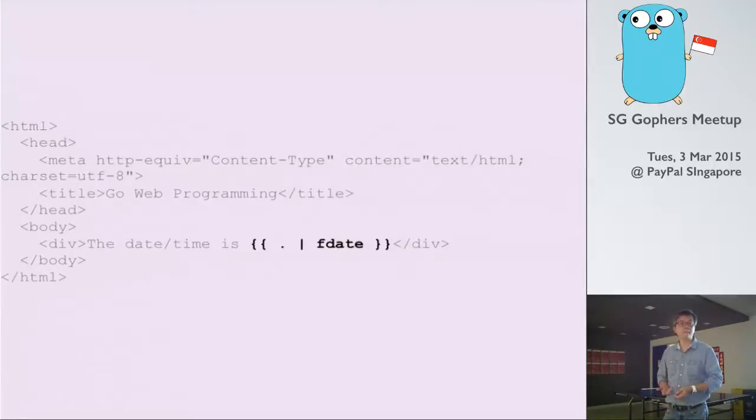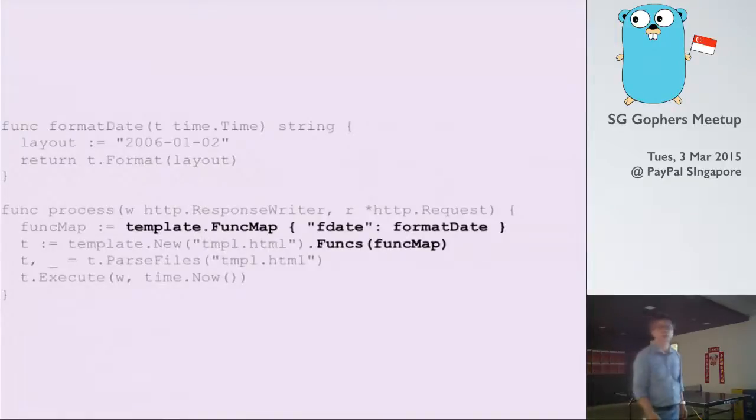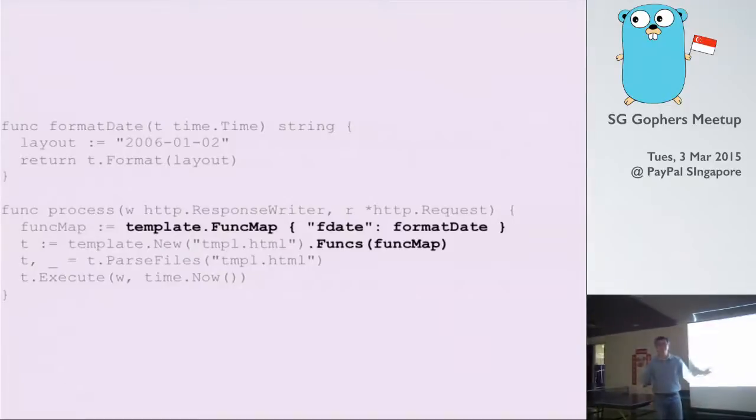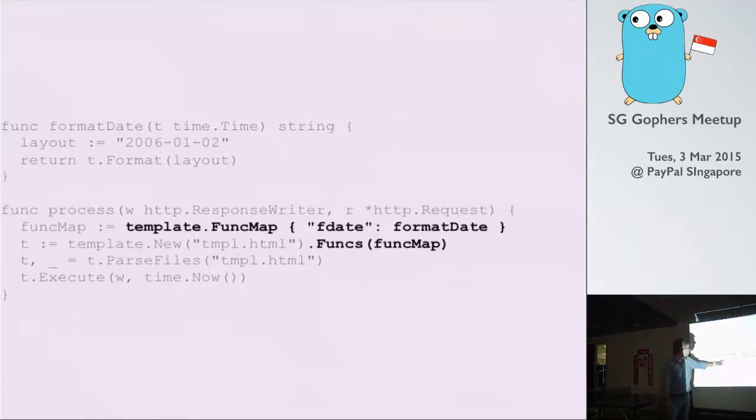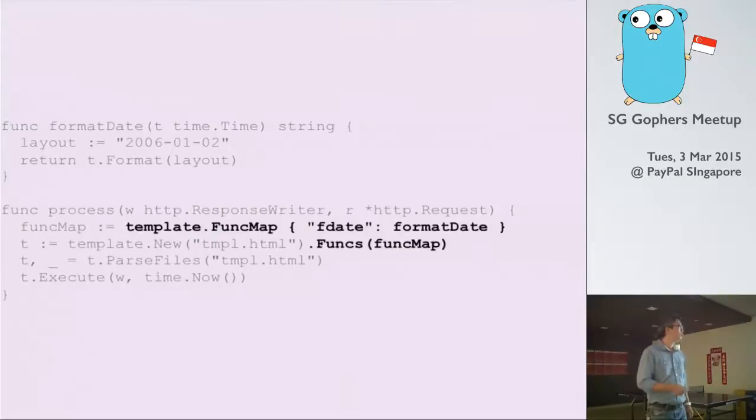Right. I thought the fdate didn't have any arguments. It did. Format date. Oh, okay. But the argument is taken as time now. Oh, which is the dot. Which is the dot. This is the dot. Oh, okay. So you're passing time dot now. To make it a bit clearer, could you go fdate time dot now in your template? You can. I'm just doing this to show that you can type it in. Or you can put in any other data.